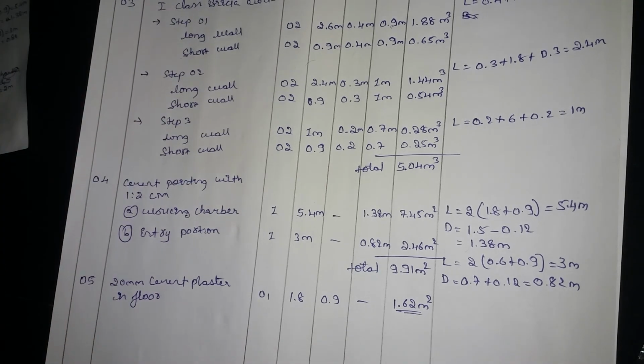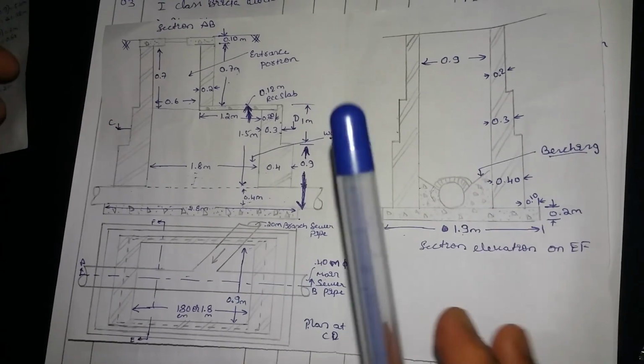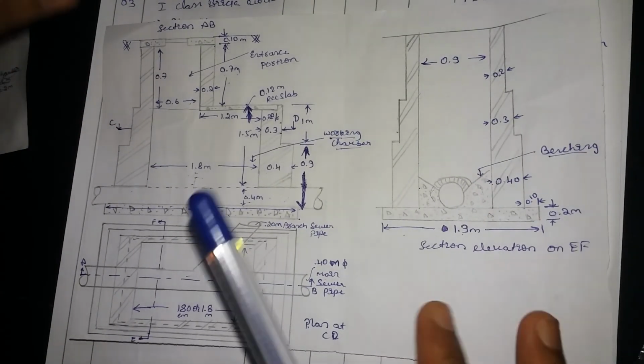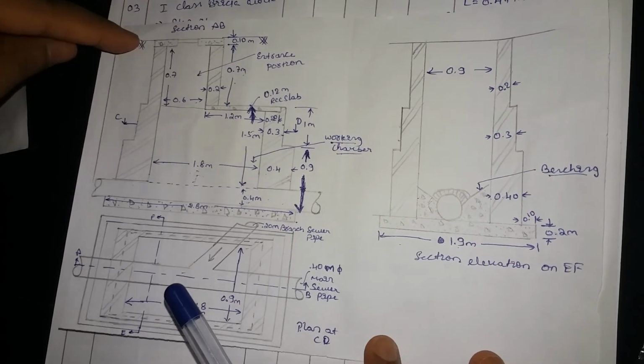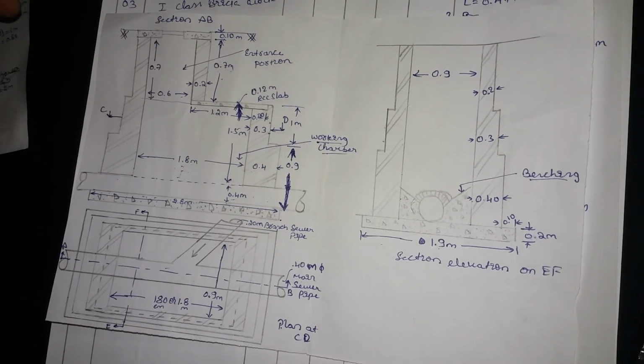Now see the diagram. See initially how it looks. It looks very complicated. Now it is very simple, right? Whatever they ask in the question, we find out those quantities. This is how we find out the manhole quantity estimation. Okay, thank you. This completes your estimation of manhole.